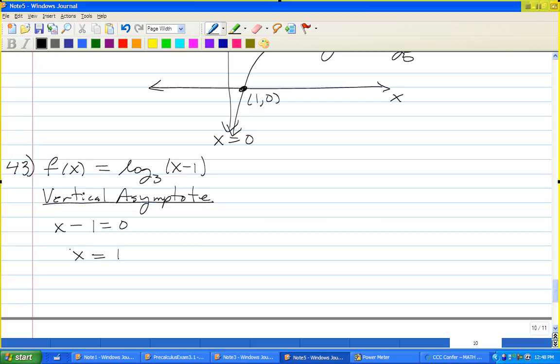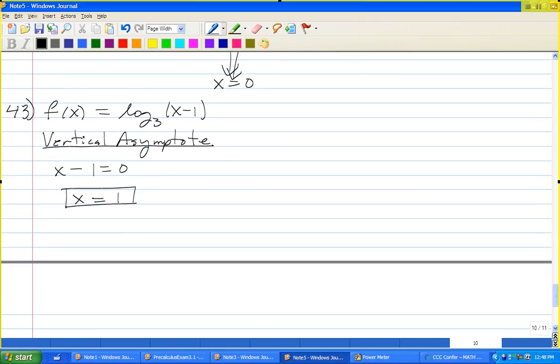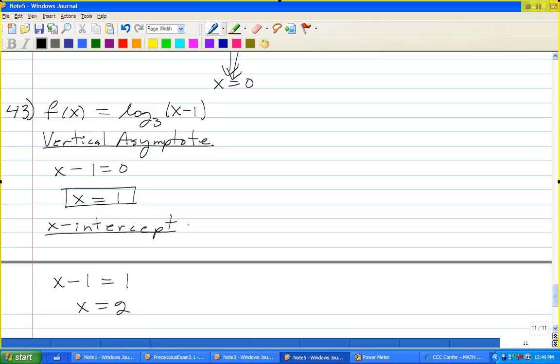The x-intercept can be found by setting what's inside the logarithm to 1. So that says x equals 2, and so the x-intercept is at (2, 0). Let's make that a little straighter. So let's draw this.